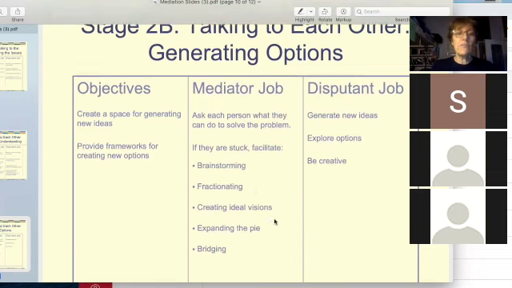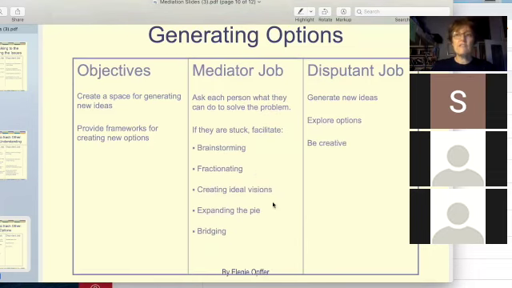Okay. Another one is called creating an ideal vision. So what you do is you ask people, okay, if this problem was solved and everything was going well, what would that look like?